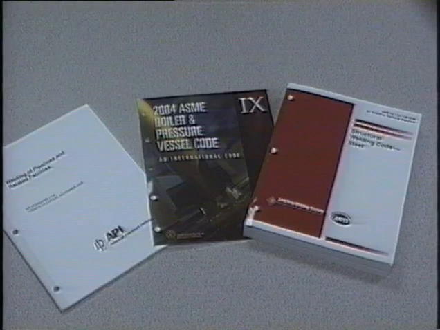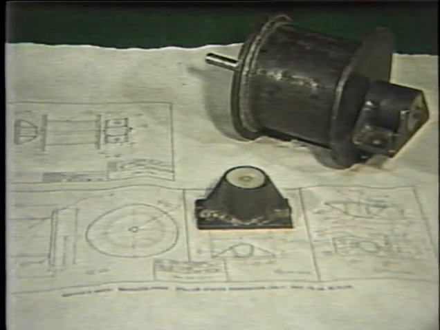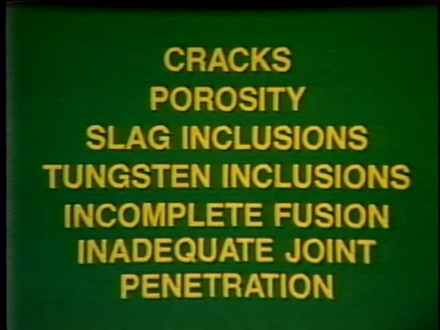To be able to do this, quality control personnel must have a working knowledge of the acceptance standards that spell out the acceptable limits for weld discontinuities. One of the primary jobs of a welding inspector is to ensure that welding fabrication is performed as specified in the weld procedure. Defects such as cracks, porosity, slag inclusions, tungsten inclusions, incomplete fusion, and inadequate penetration can be prevented during fabrication through careful consideration of the procedure variables.